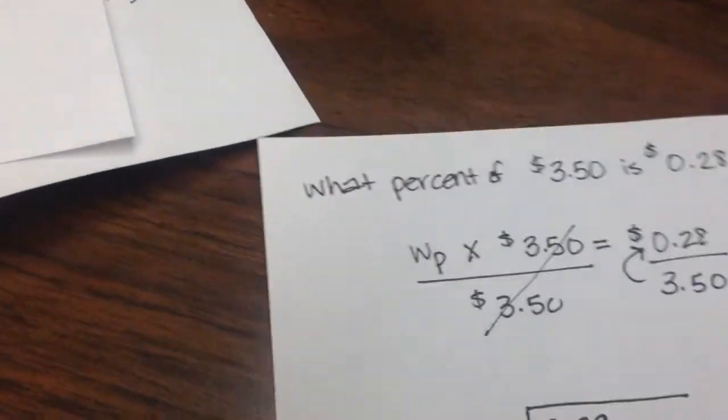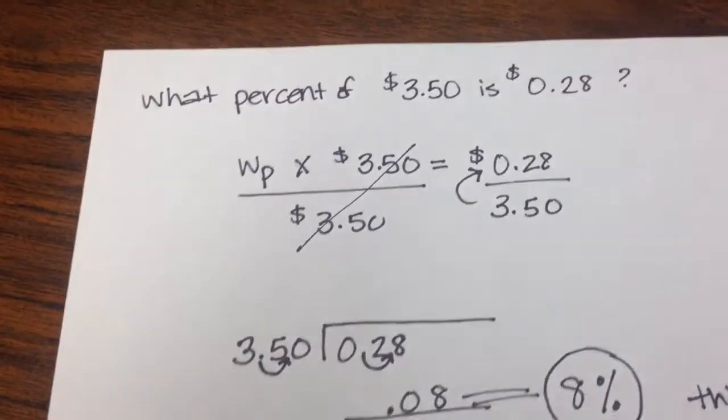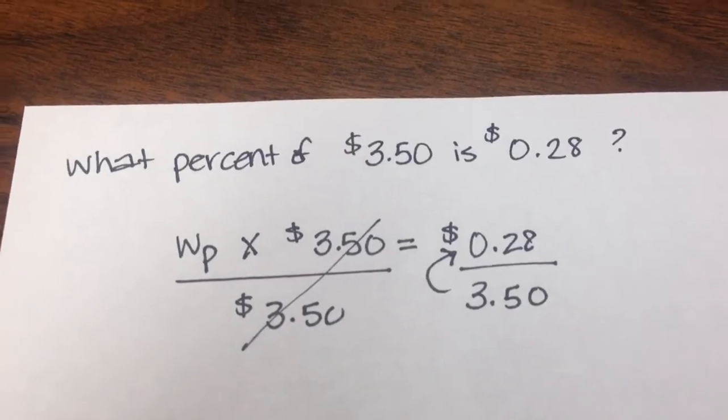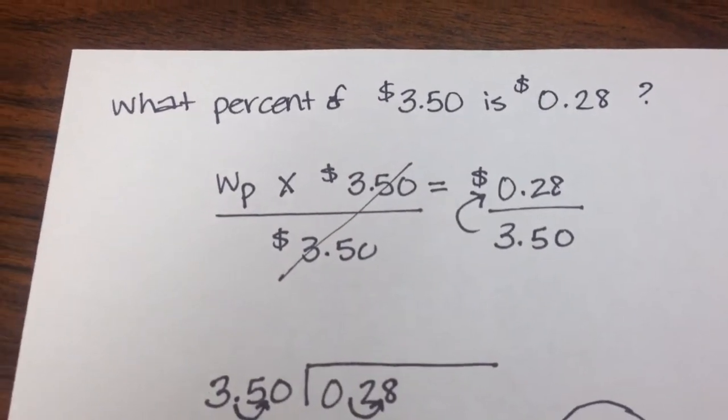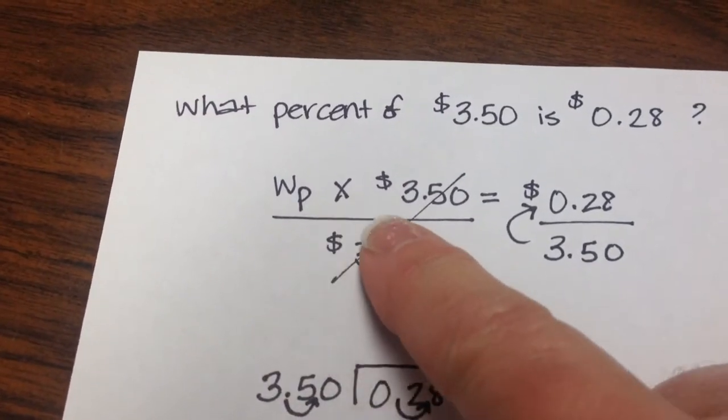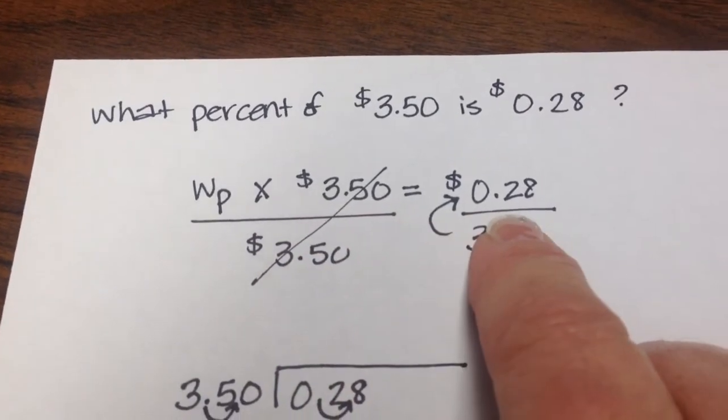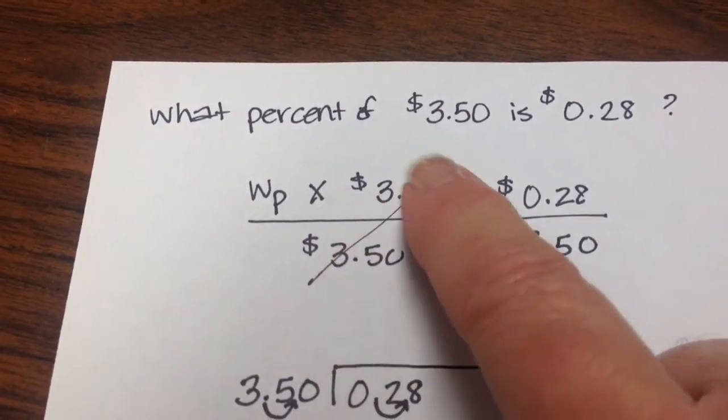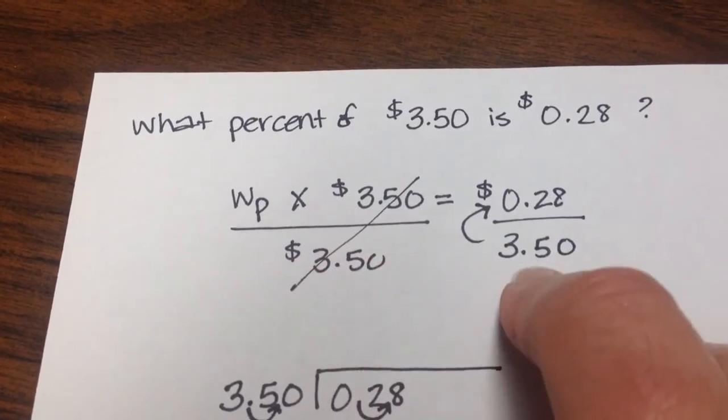Here we go. I'm going to show you another one. What percent of 350 is 28? I'm going to set it up the same way. What percent of 350 equals 28? I'm going to divide both by 350.